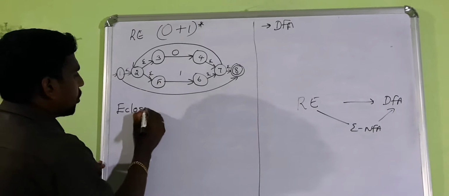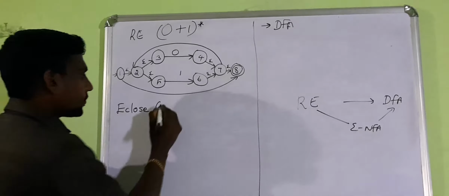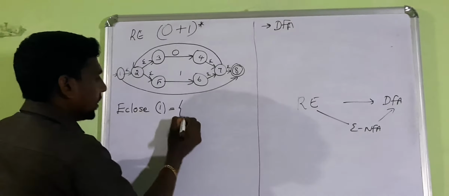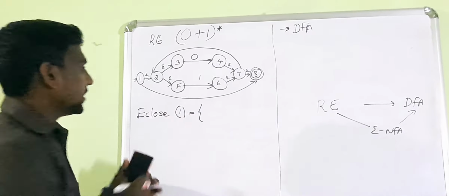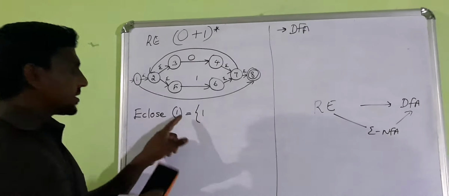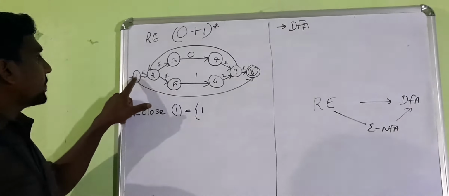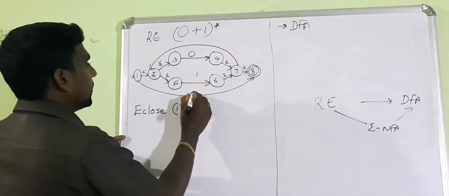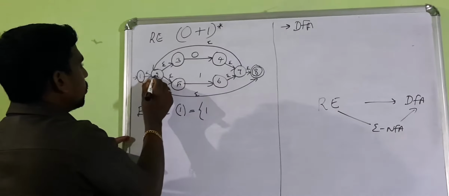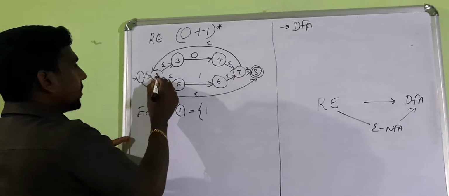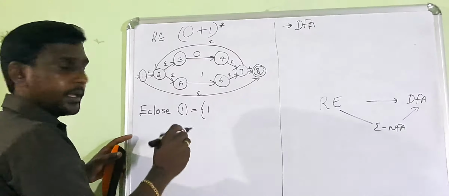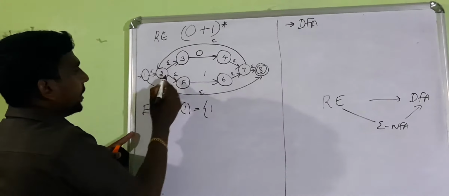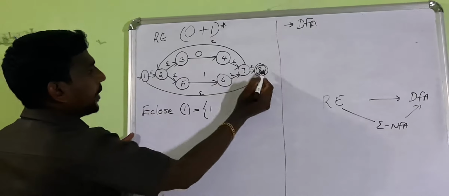E-closure of the starting state, that is 1. E-closure of 1 equals... If you want to find the e-closure of a particular state, that state should be there. From that state, we have to check where epsilon moves go directly. See, epsilon moves go 1 to 2 and 2 to 3, not 3 to 4 because that has an input. If it is epsilon, direct moves, okay. So 1 to 2, 2 to 3, 2 to 5 and 1 to 8.